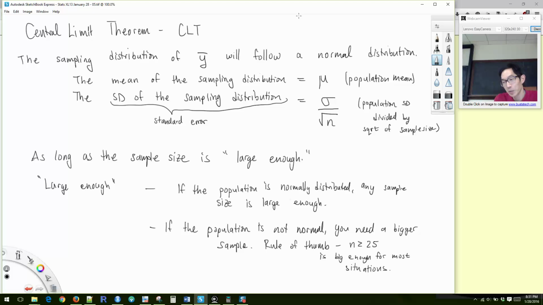But if you want to just say, I need a big sample, then you're going to need something really big, like samples of size 1,000 or something. But this is what we've got. So the rule of thumb is n greater than or equal to 25, but if the data is really skewed, or if the population is really skewed, you will need even larger samples.